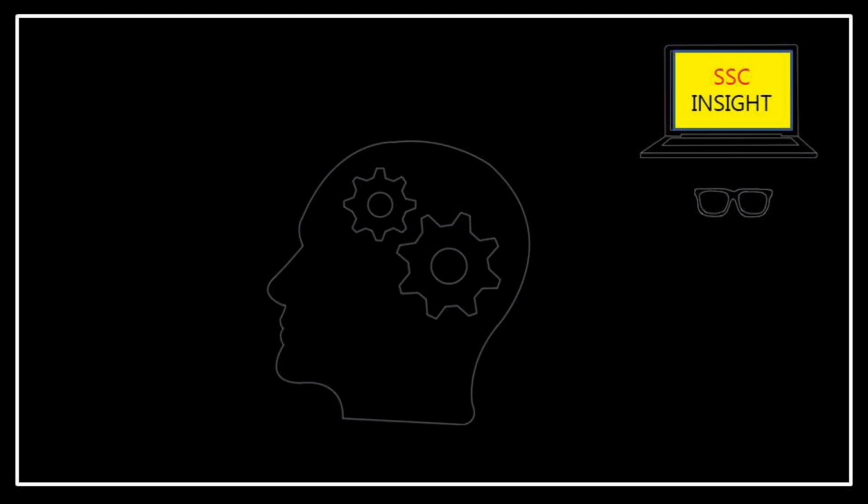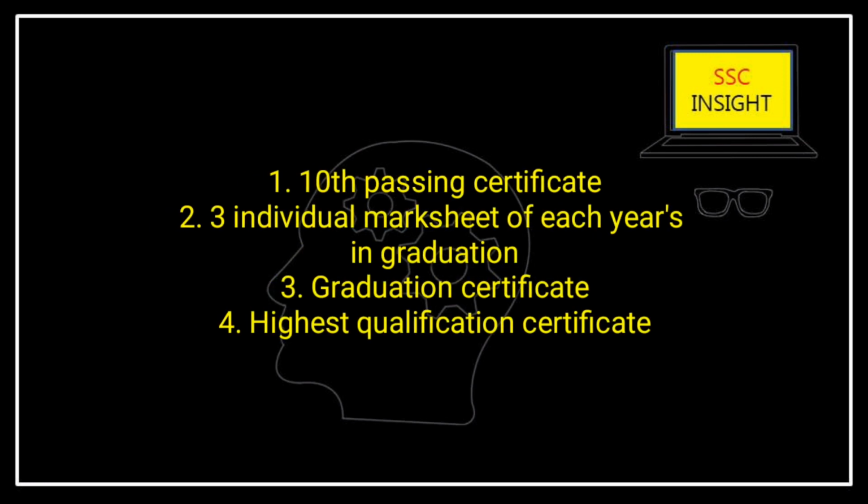Then the official asked me to present my original documents. The original documents were the 10th passing certificate, the graduation certificate, the mark sheets of 3 individual years in graduation, and your highest qualification certificate. So in total, 6 original documents are required: 3 mark sheets of graduation, the graduation passing certificate, the 10th passing certificate and your highest qualification certificate.